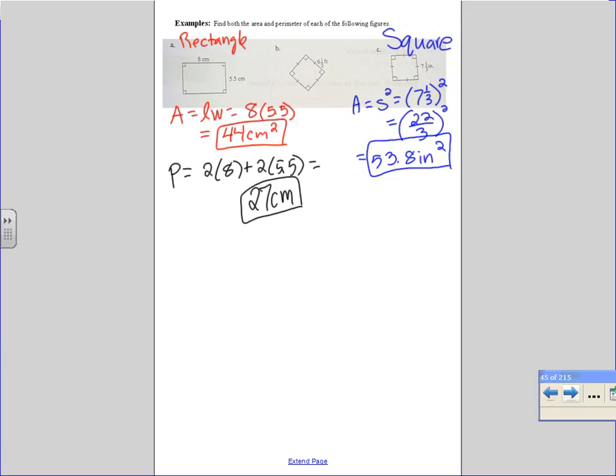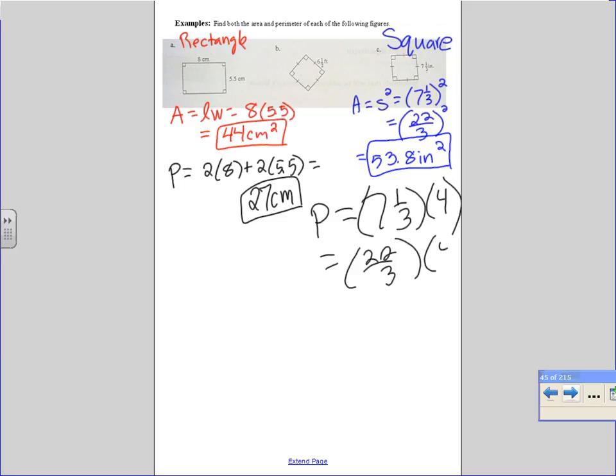Okay, perimeter. How do we find perimeter of this square? Michelle, what would we do? How would we find perimeter? Good. 7 1/3 times 4. And again, you may also change it to be 22 over 3 times 4. So also write that down. Either way is fine.